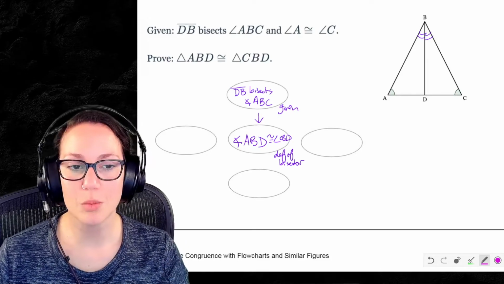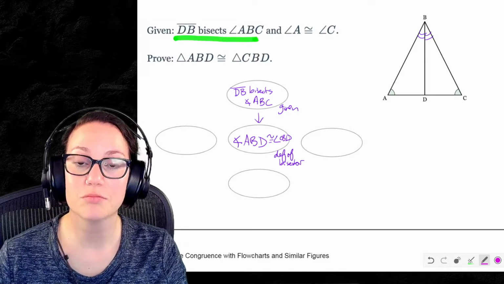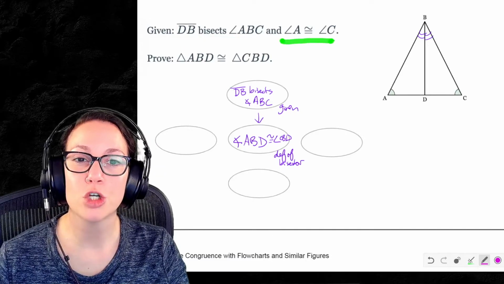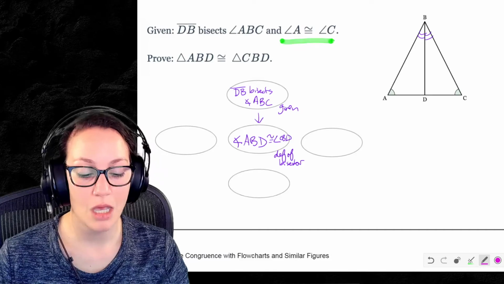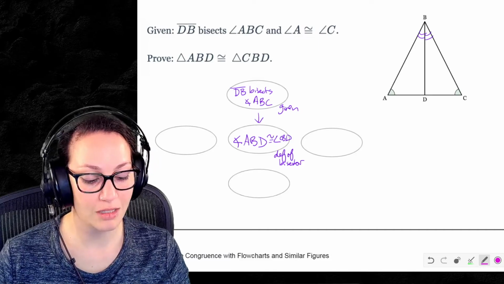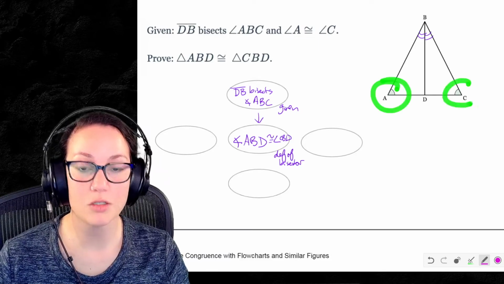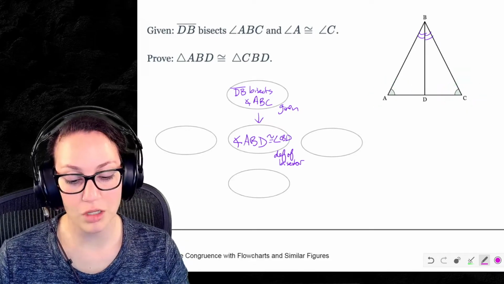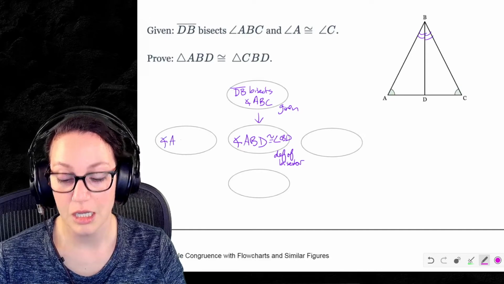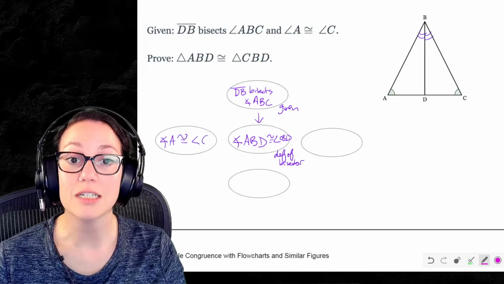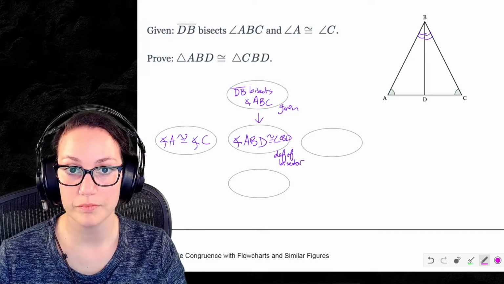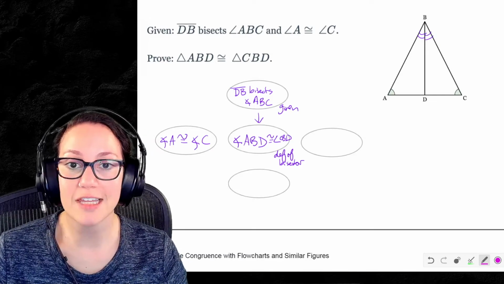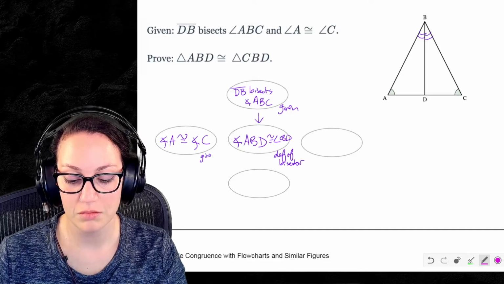Okay, so now we're all labeled up. We've dealt with our first given. Good to go. The next given is that angle A is congruent to angle C. And we can see that this has already been labeled in our diagram by these arcs. So I'm just going to add that to my flowchart, that angle A is congruent to angle C. And again, because we got that from our given information, we just say that the reason for that is given.